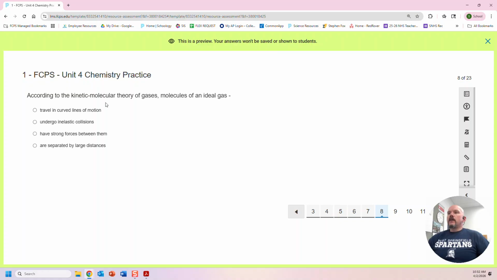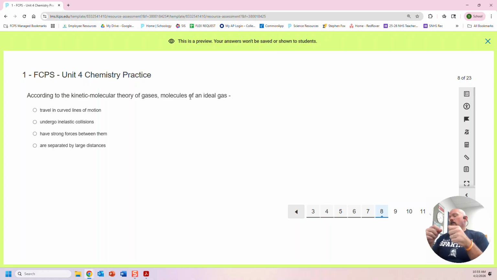All right. According to kinetic molecular theory of gases, molecules of an ideal gas. So for an ideal gas, remember, we ignore two things. We say there's no intermolecular forces. Another way to say that is the collisions between them are elastic, meaning they just kind of bounce off each other like nothing happened, energy is conserved. That's what elastic collisions mean. But the chemistry interpretation should be there's no intermolecular forces of attraction or repulsion between gas particles.